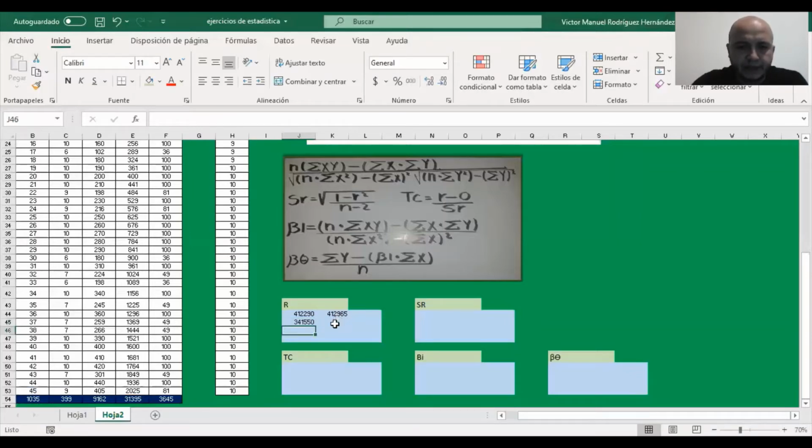There it is. Now, second operation, it is open parenthesis, it's n multiplied by the summatory of y squared minus, open parenthesis, the summatory of y to the second power. There it is. And as you can see in this formula up here, after we got these results, we have to divide. I mean, first we have to square root this result, this one.